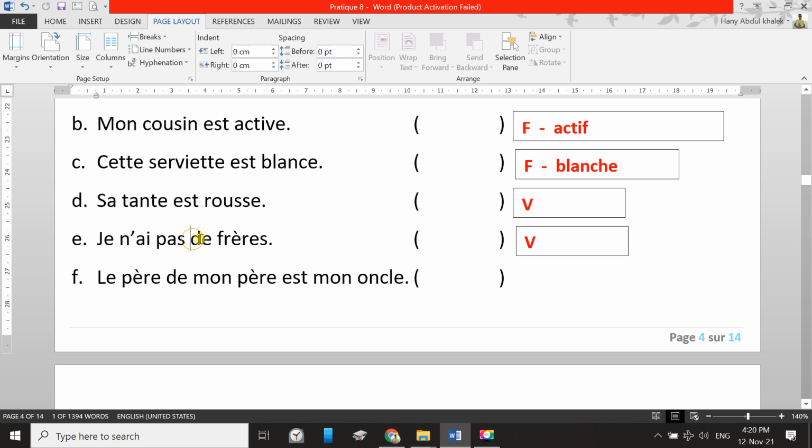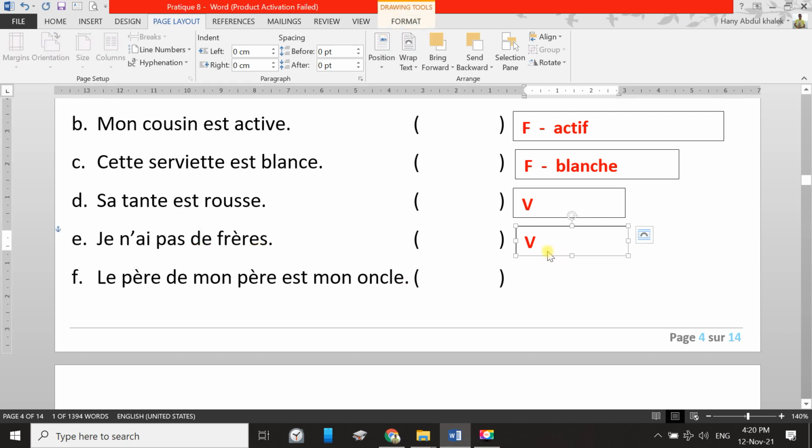And here de, we cancelled un or une or des, and we put de instead of it. The frère can be with s or without s. There is no problem because after de it can be with s or without s. So here it's vrai, it's true.